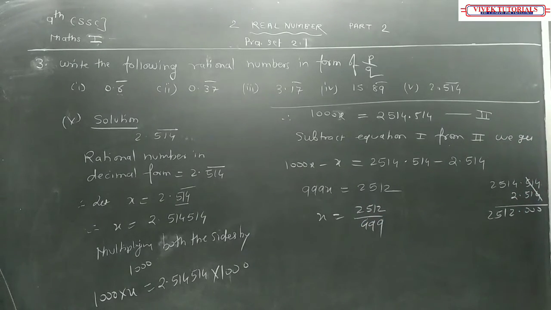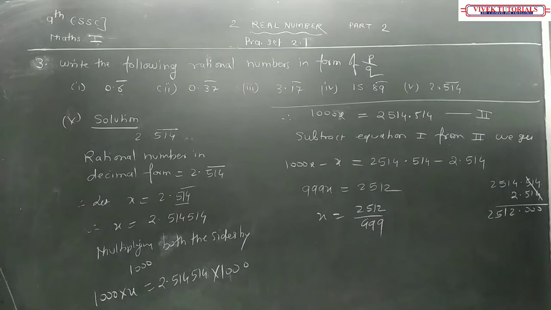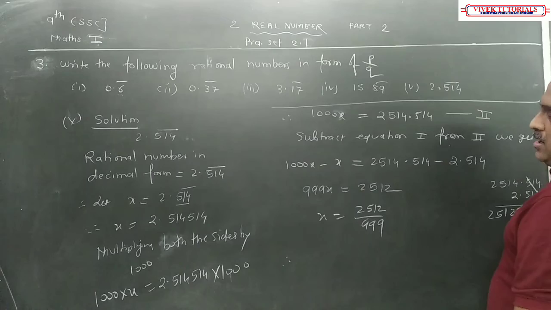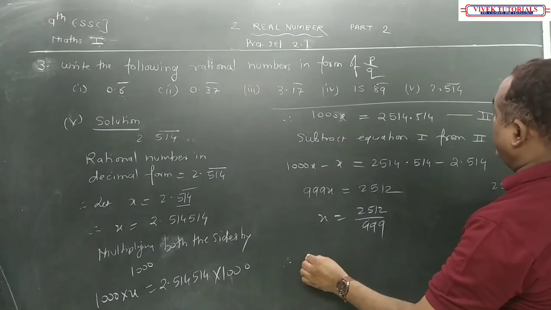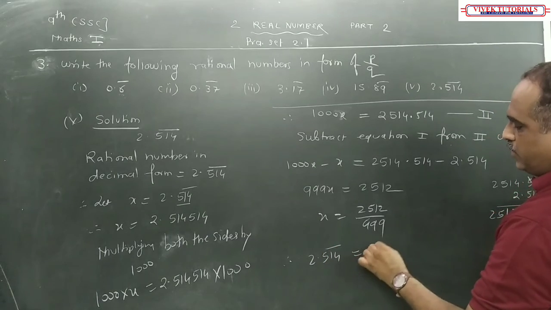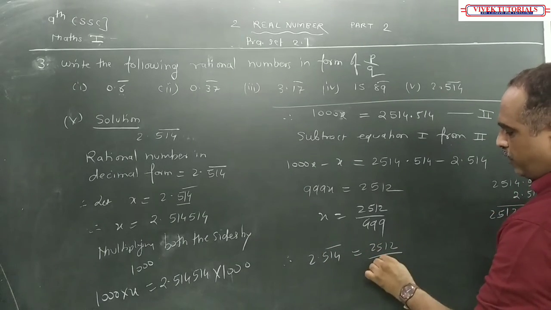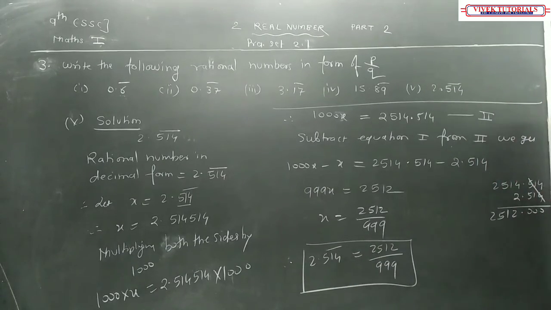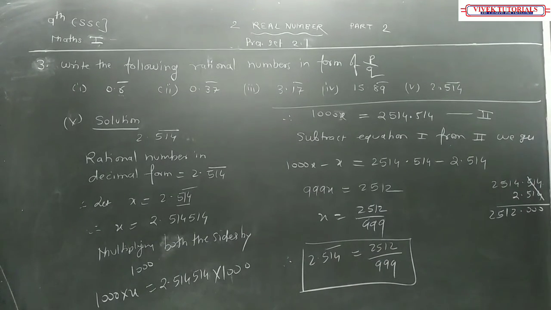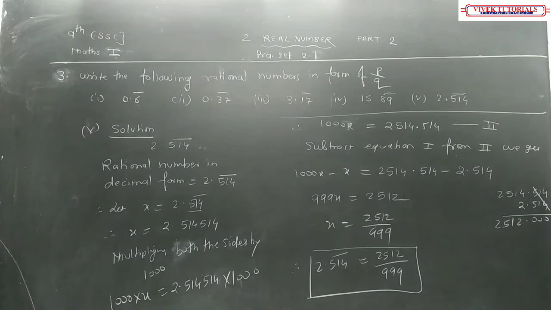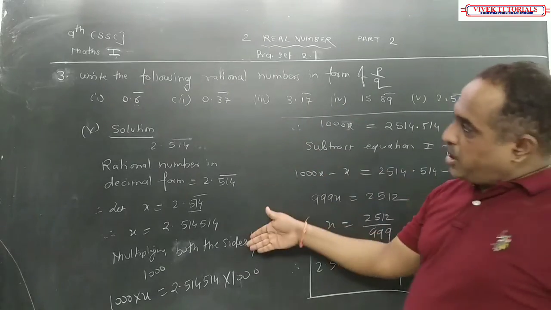Try to cancel it, but definitely it is not going to cancel. Therefore, what will happen now? 2.514 recurring is equal to 2512 upon 999 is the final answer for your question. Have you understood this? Copy down properly by pausing the video. Okay, so I think you understood this properly.